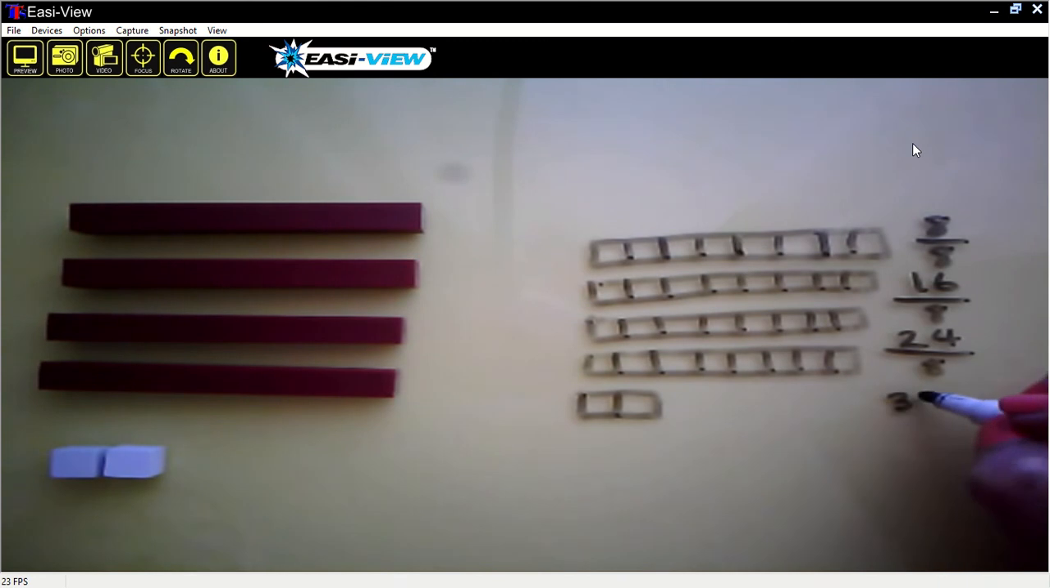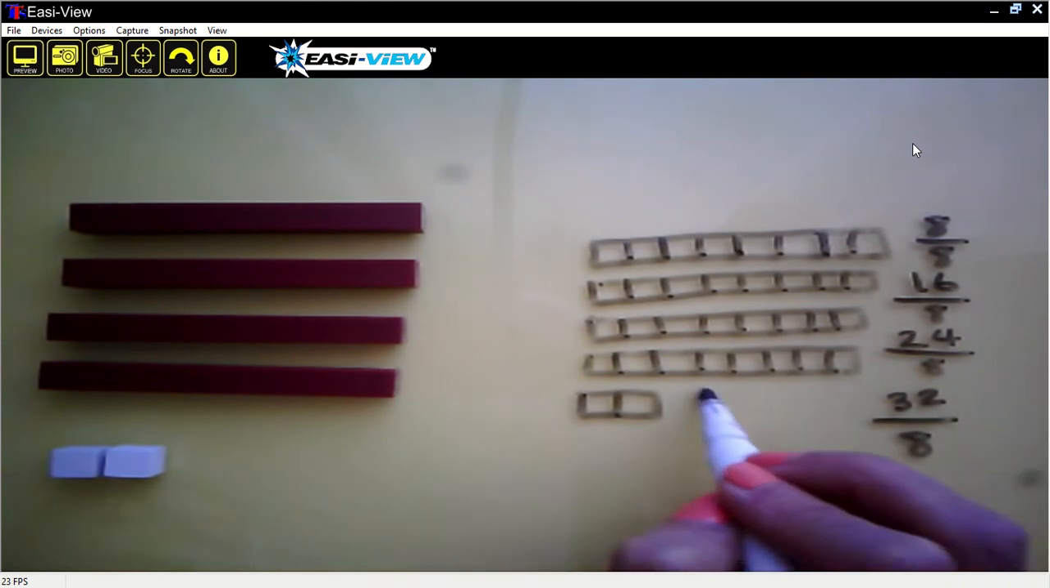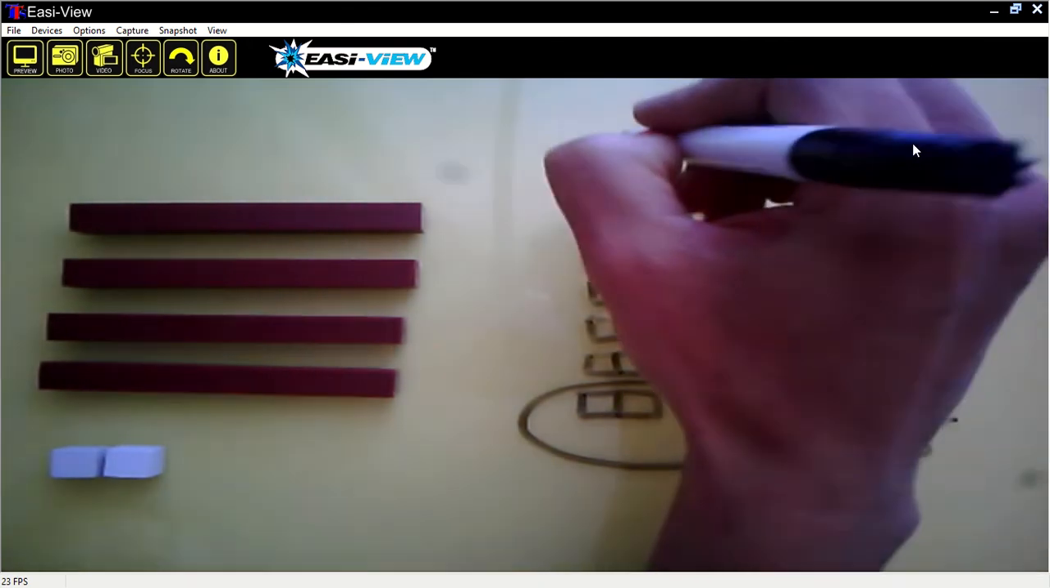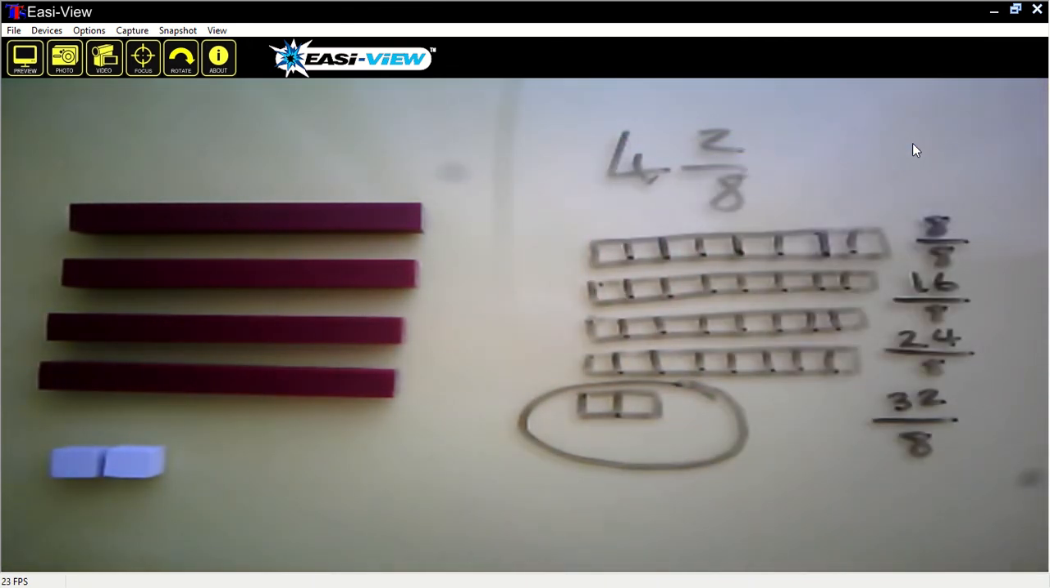So we've got 32/8. Don't forget about these that were part of the original fraction, which was 4 and 2/8. You've got to remember to add these two extra eighths on. So add 2/8 to 32/8, and we've got 34/8. And that is your improper fraction.